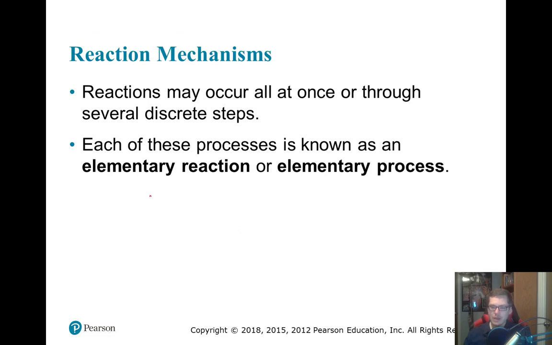All right, and reactions either occur all at once or through a series of several steps, between 2 and 4 usually. Each of these individual discrete steps is called an elementary reaction, or elementary process. We're going to be referring to this a lot. These elementary reactions have unique properties that make them very helpful when we're determining reaction mechanisms.